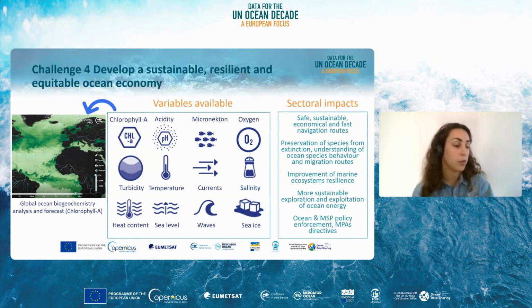For example, here, the chlorophyll A forecast product shown on the left could be useful for maritime spatial planning in order to ensure that human activities take place in an efficient, safe, and sustainable way.